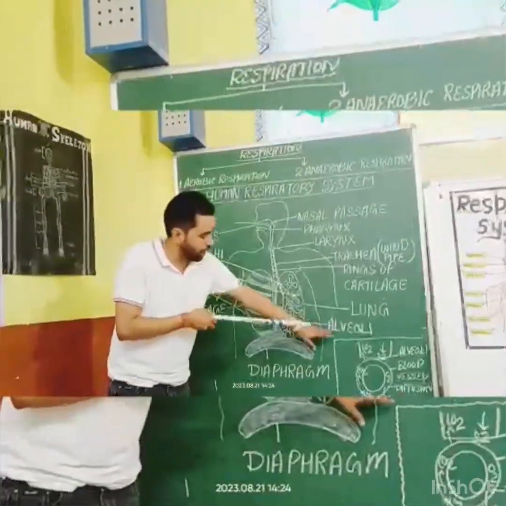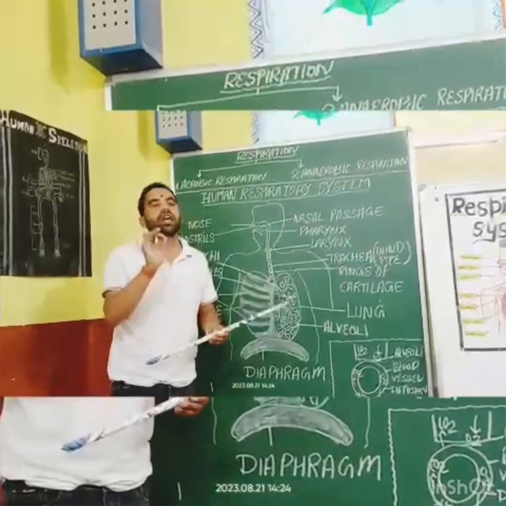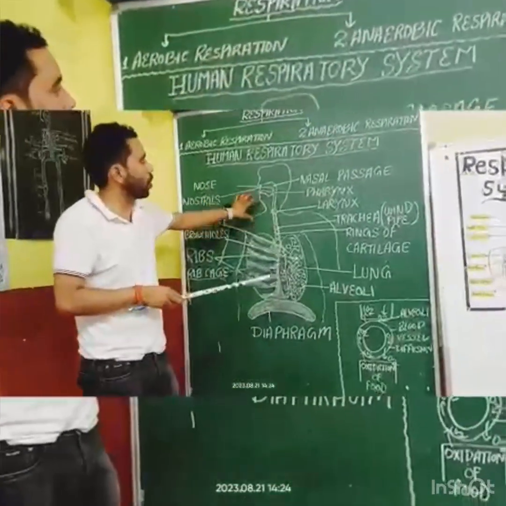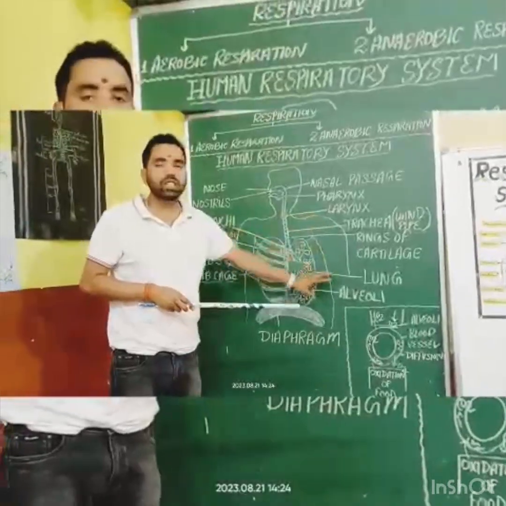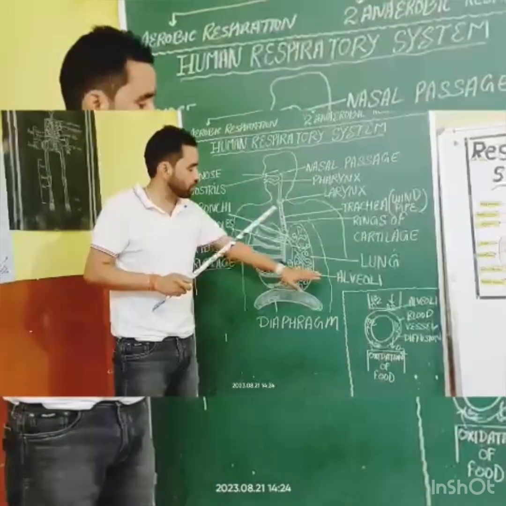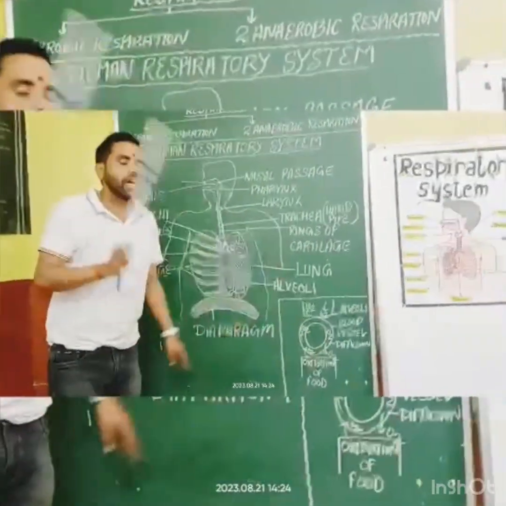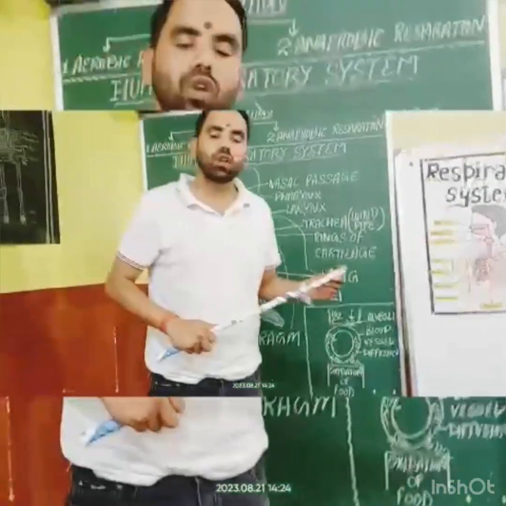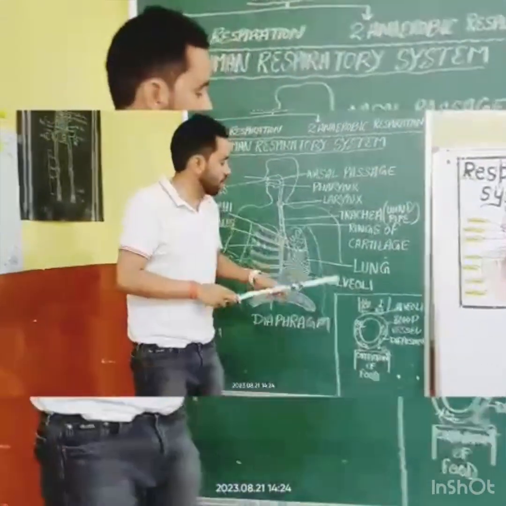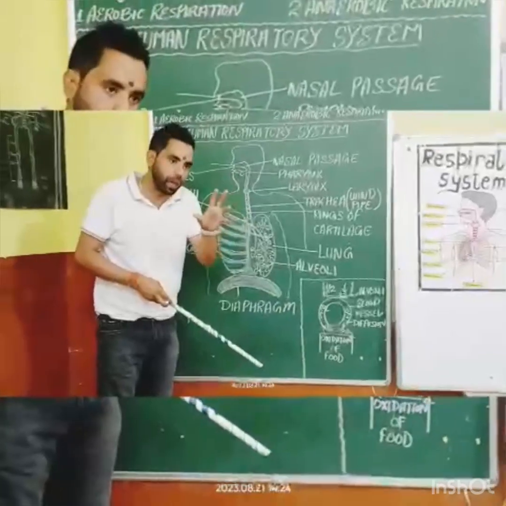What happens at alveoli? What is the function of alveoli? Alveoli is the major part of the human respiratory system. This is the site of exchange of gases. Exchange of gases takes place with the help of alveoli. Alveoli have an extensive network of blood capillaries, which means they are directly connected with the blood.